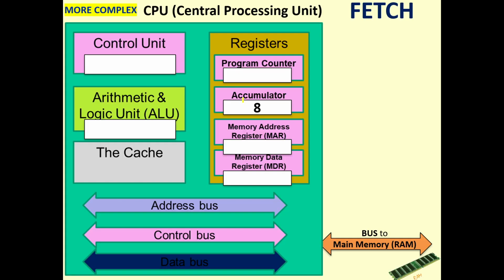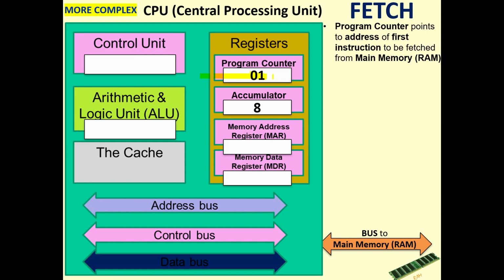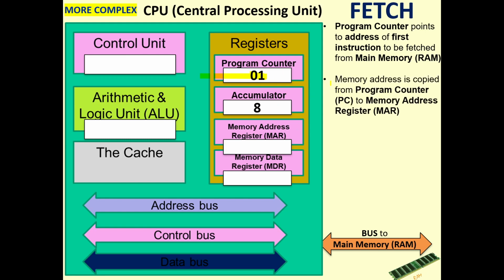Okay, fetch. Well, we've got a number in our program counter here, 0, 1. That is our first instruction. The program counter points to the address of the first instruction. The instruction is going to be fetched from RAM. The program counter is copied to the MAR. The address in the program counter is copied to the MAR. So that would give you points in the exam as well, if you can remember that.